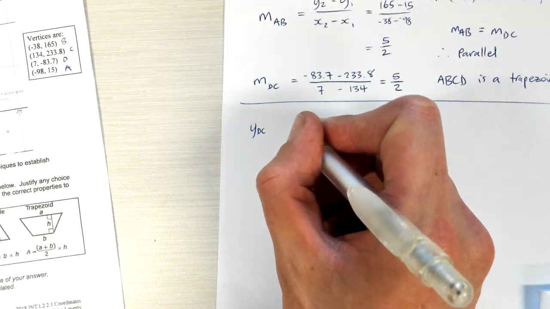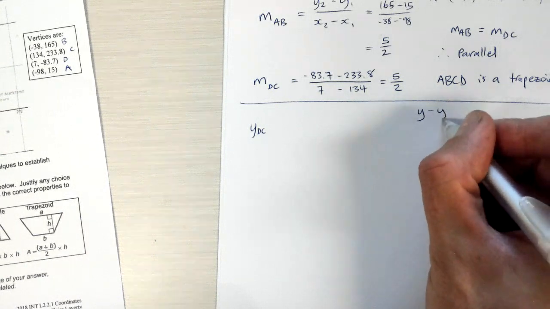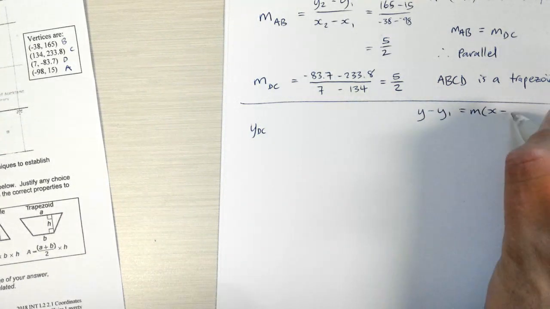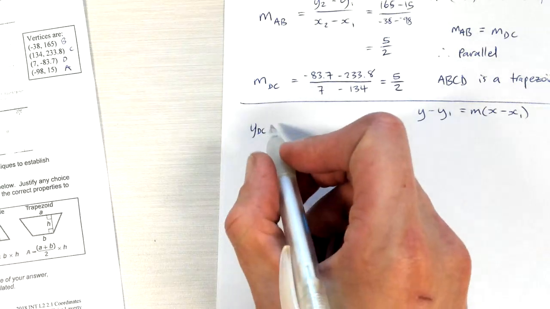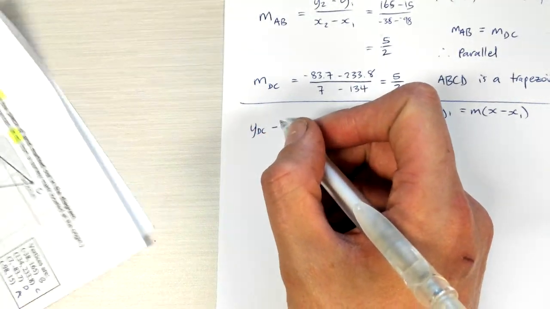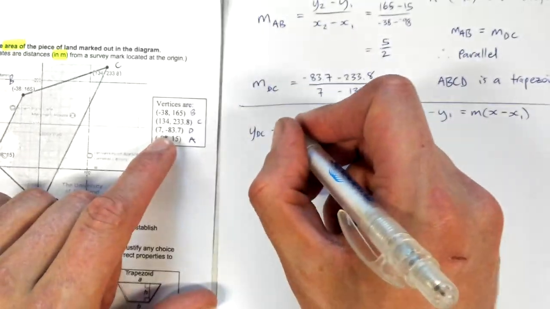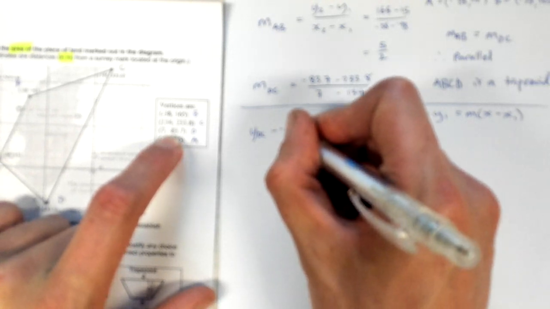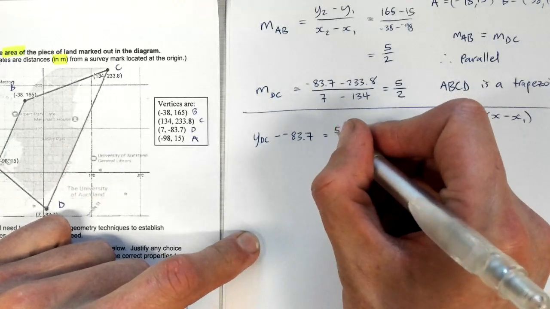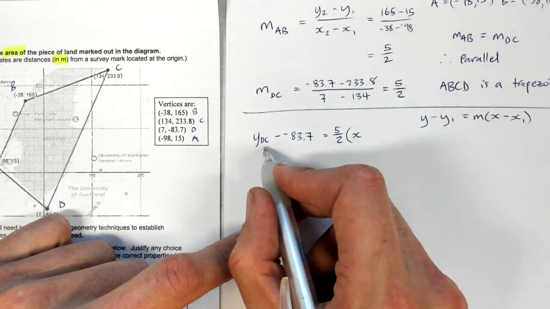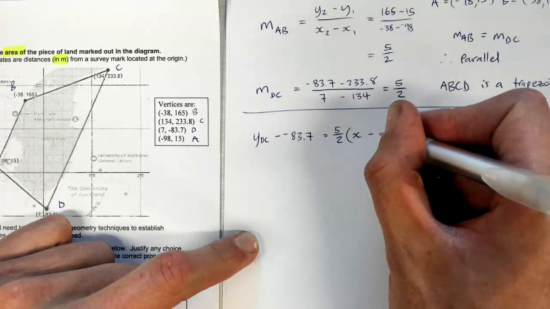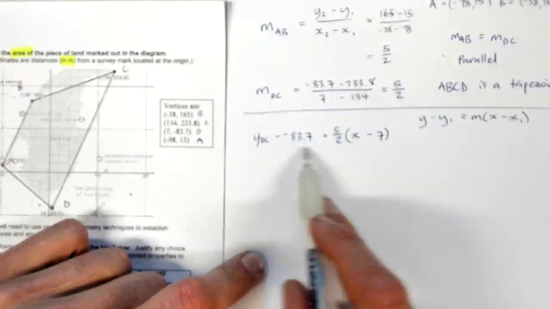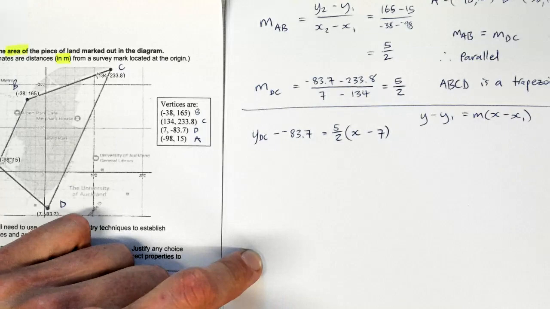So the formula is y minus y1 equals m times x minus x1. That will find you the equation of a line if you have a point and a gradient. So y DC minus, and we're going to just use point D, so let's have point D over here. y1 is negative 83.7 equals the gradient of DC, which is 5 over 2, times x. I could write a little x DC down there, but I'm just going to keep that as an x, minus x1, which is 7. So I substituted in point D and the gradient that we found for D to C.